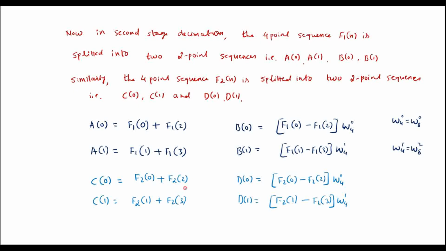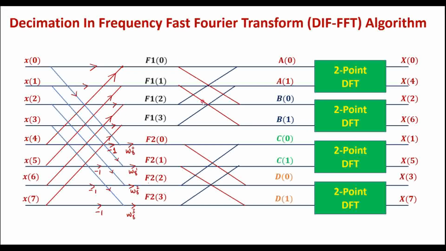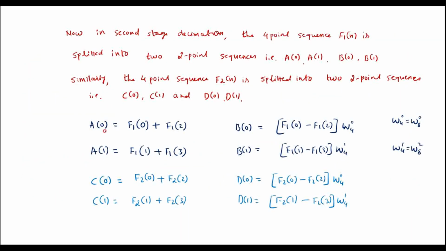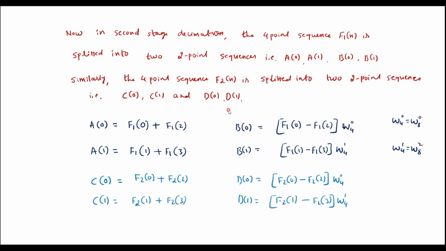So now with the help of these equations, let me replace these two 4-point DFTs with a signal flow graph like this. So this is the signal flow graph after second stage, that is A of 0 is f1 of 0 plus f1 of 2, that signal will be added here. Similarly, A of 1 is f1 of 1 and f1 of 3. B of 0 is f1 of 0 and f1 of 2. It should be minus here because in the expression we have B of 0 multiplied with minus W4 0.